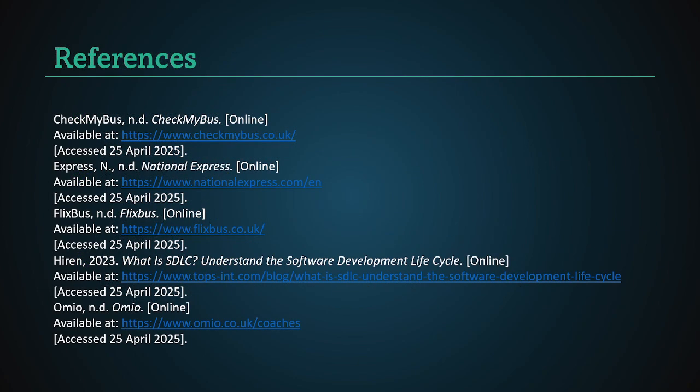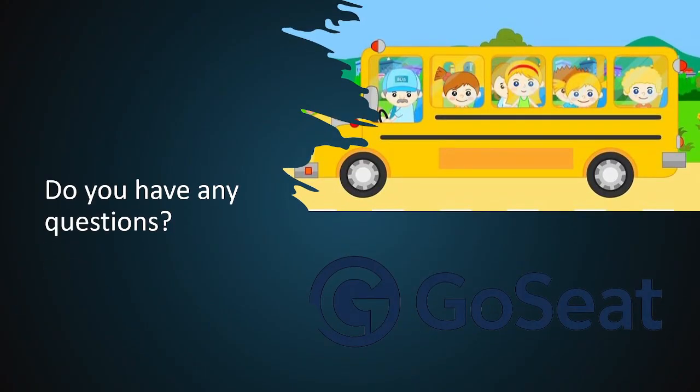So these are the references for the literature review. I checked National Express and similar bus companies, and I got some details about the software development life cycle for agile. So these are the references.